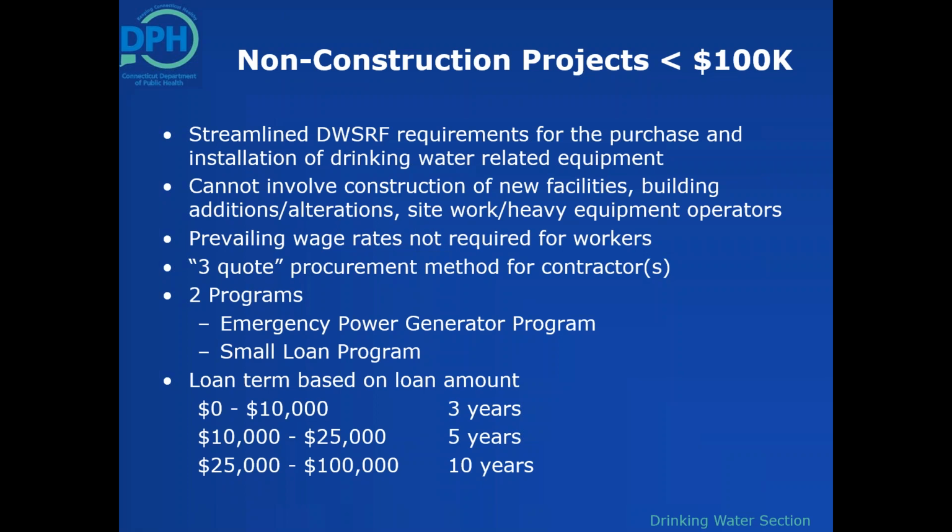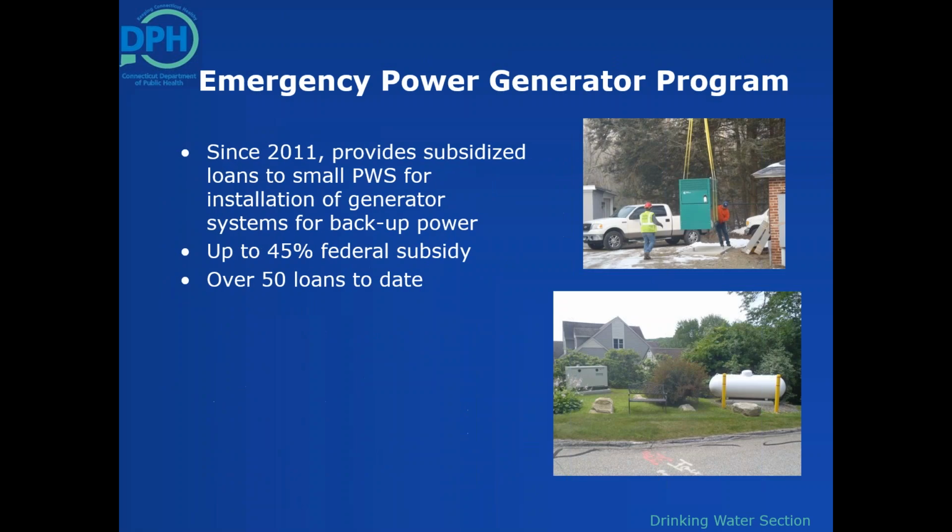The loan terms for these projects, because they are smaller cost projects, are smaller than our maximum 20-year term. So they are based on the loan amount: $0 to $10,000 is a 3-year loan, $10,000 to $25,000 a 5-year loan, and $25,000 to $100,000 a 10-year loan.